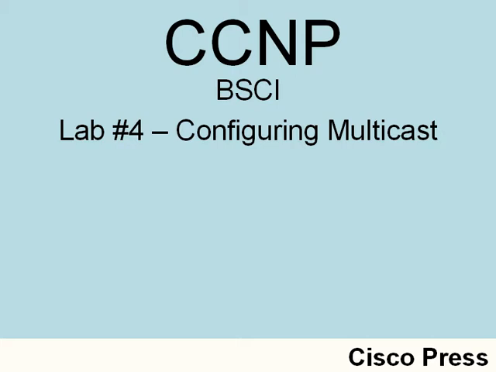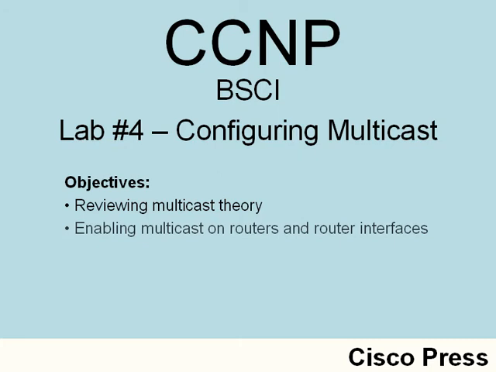With multicast, we could send the traffic out one time, and it only goes to the PCs, the recipients, that want to receive the traffic. We're going to begin this lab with a bit of review. We want to take a look at a couple of different modes of operation that multicast can use. We want to review the multicast theories surrounding dense mode operation and sparse mode operation. Then we want to take a look at the syntax to enable multicast on our routers, what we do globally and what we do on an interface by interface basis. Then we will verify our configurations.